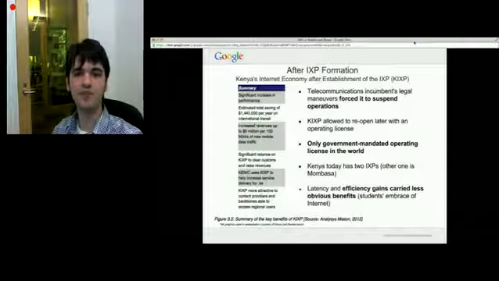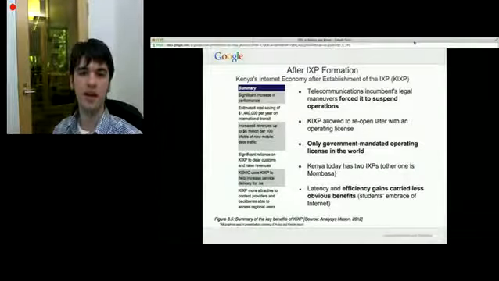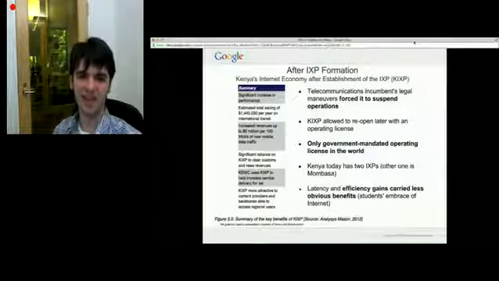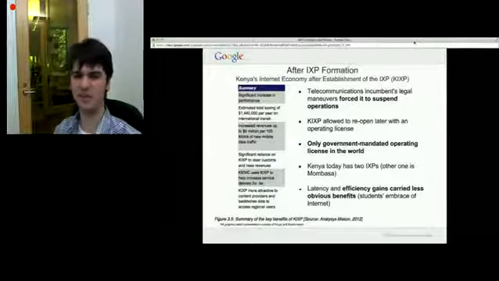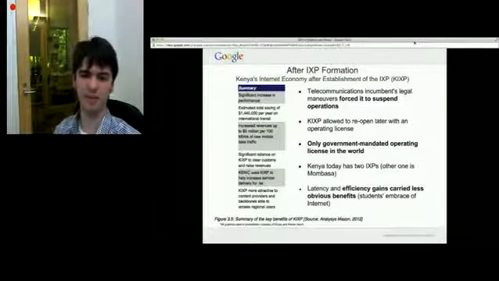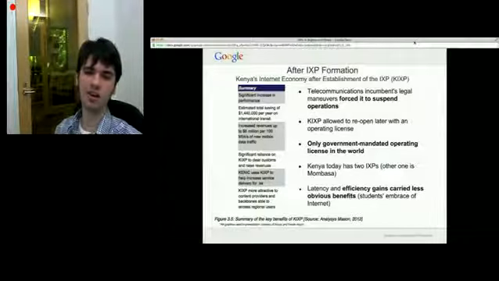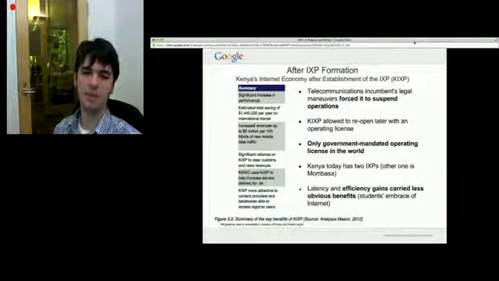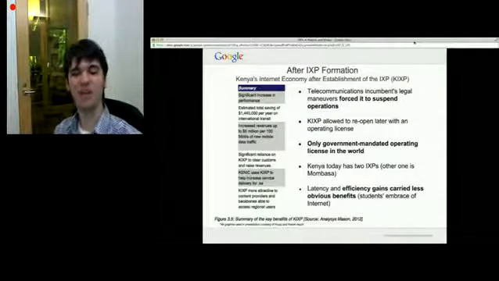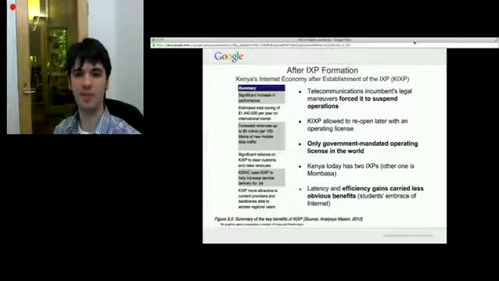So you'll see in the slide it talks about the IXP in Kenya. It was the first IXP. Now there are two in Kenya, and we'll be focusing really just on this one exclusively. The other one is in Mombasa. When it originally opened, a telecommunications incumbent concocted some legal maneuvers to pressure the IXP to suspend operations, which it did eventually.